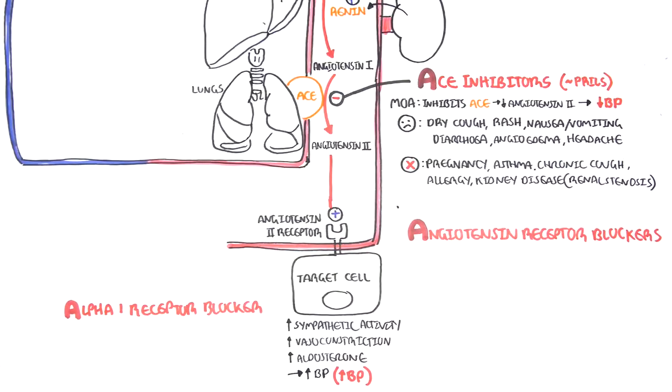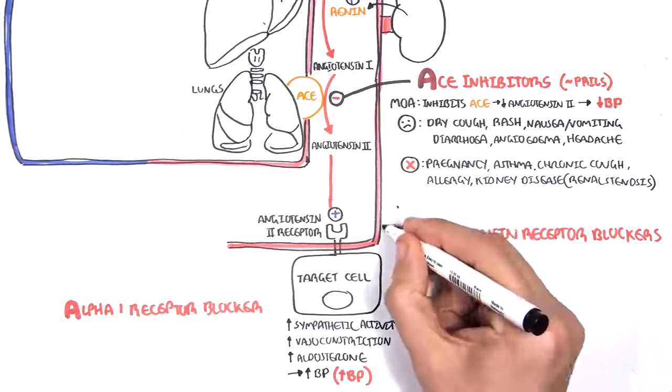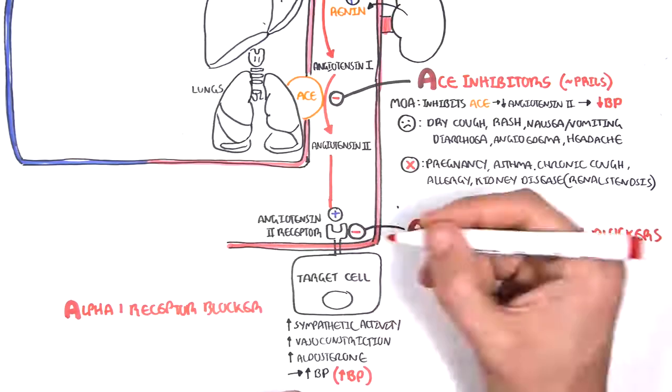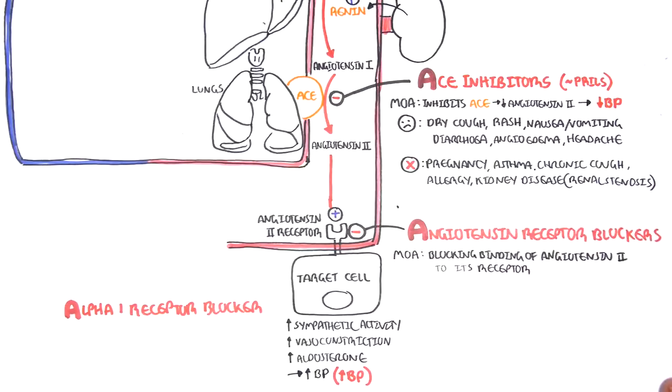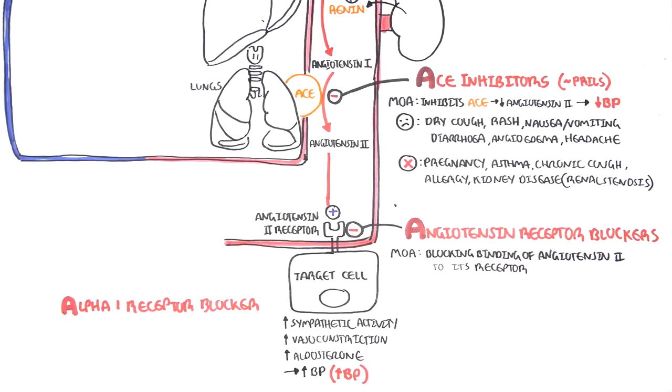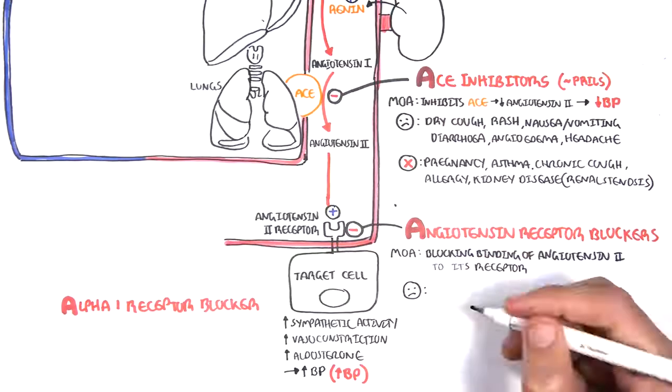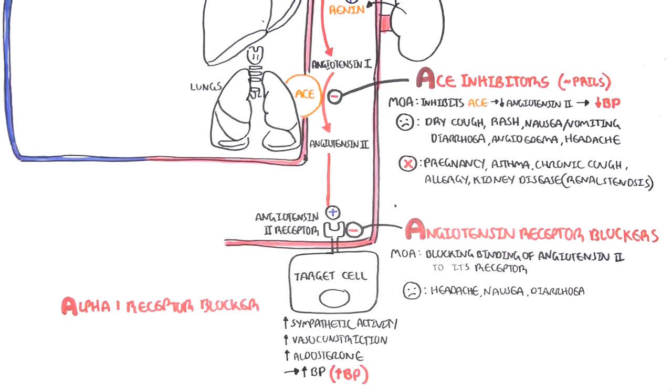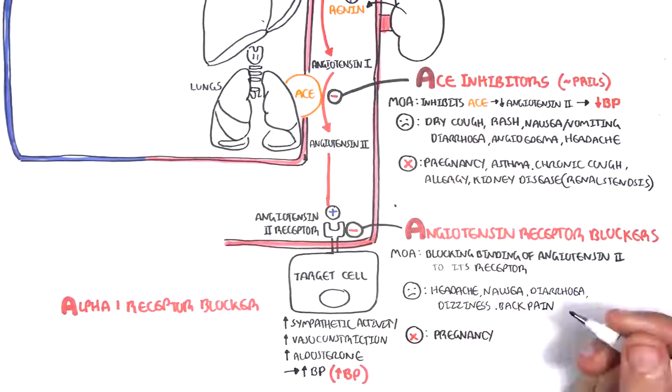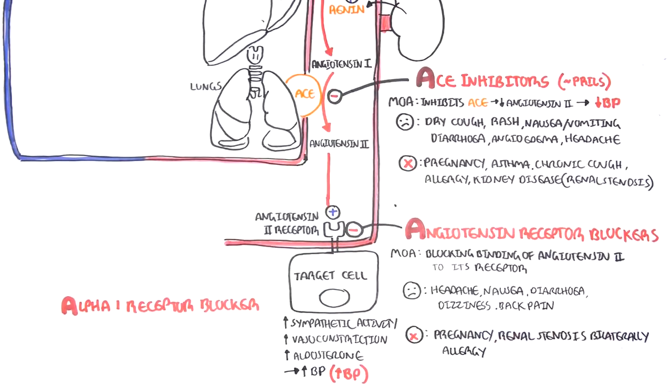The other medication that starts with A is the angiotensin receptor blocker. And as the name suggests, the mechanism of action is that it blocks the binding of angiotensin 2 to its receptor. And so it will decrease the activity of angiotensin 2, which will result in a decrease in blood pressure. The side effects of angiotensin receptor blockers include headache, nausea, diarrhea, dizziness, and back pain. Some contraindications include pregnancy, bilateral renal stenosis, and if they are allergic to angiotensin receptor blockers.